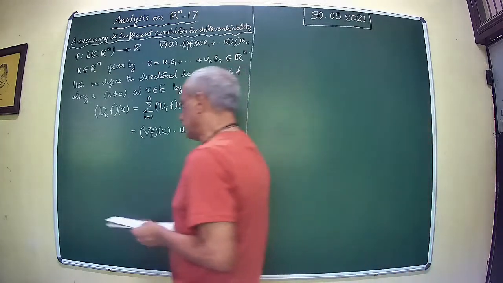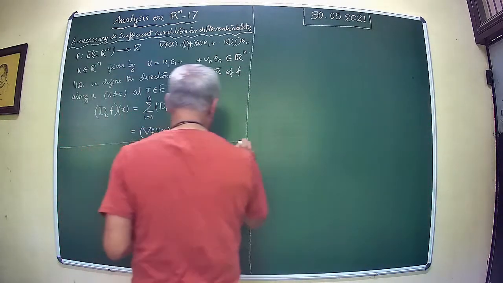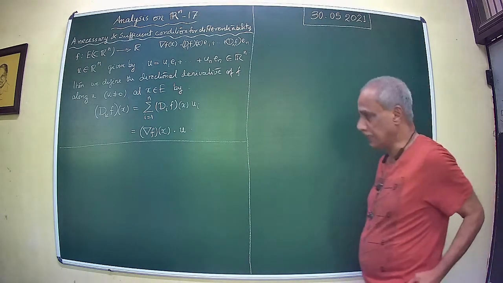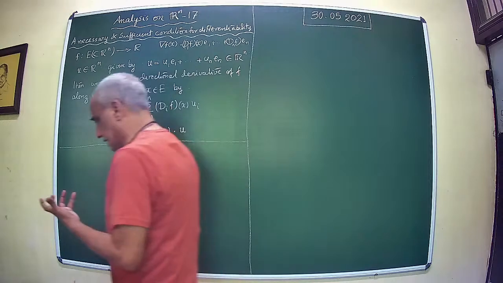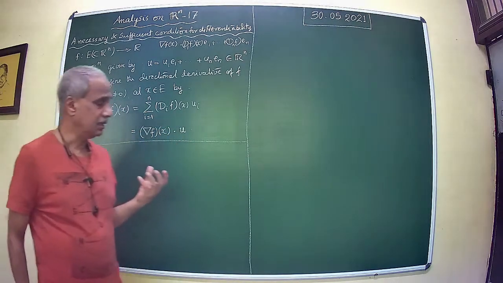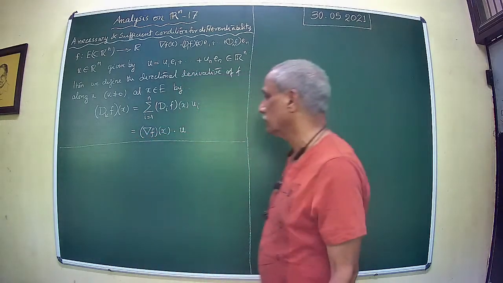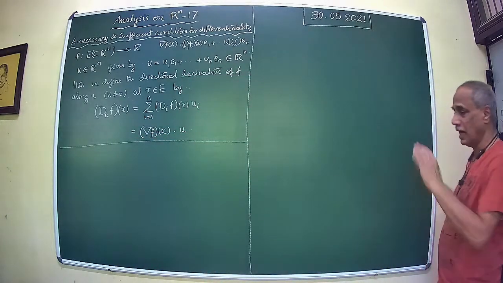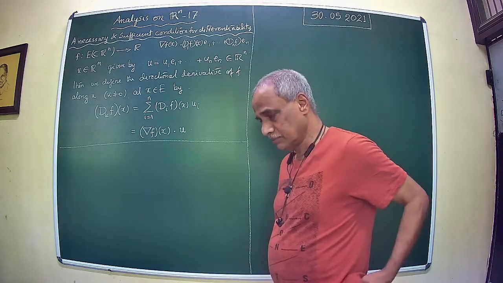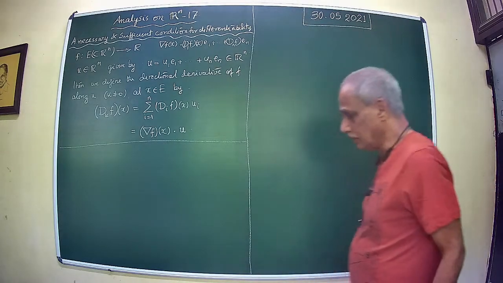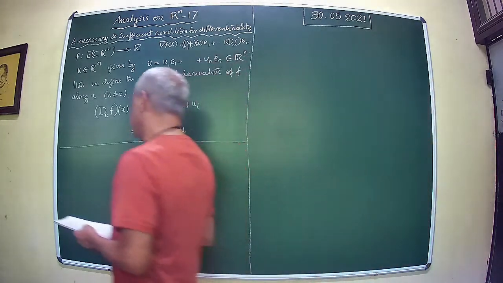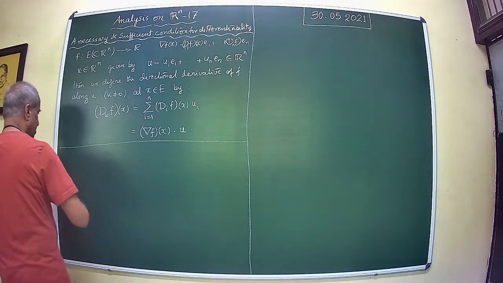So this is where we stopped last time. In short, what happens is that this grad f carries all the information about the variation of the function along all directions at the point x. This is one of the outcomes of this.